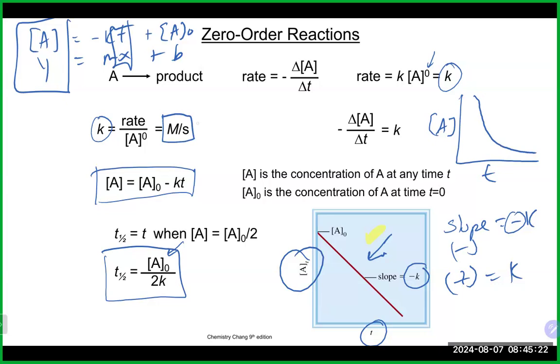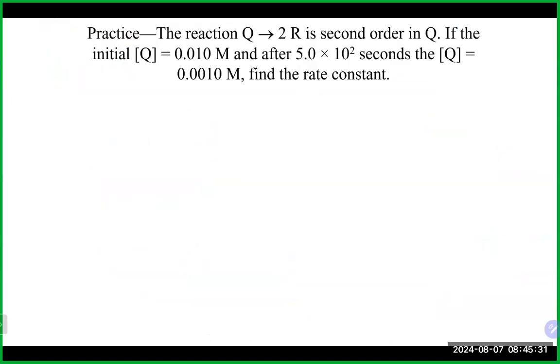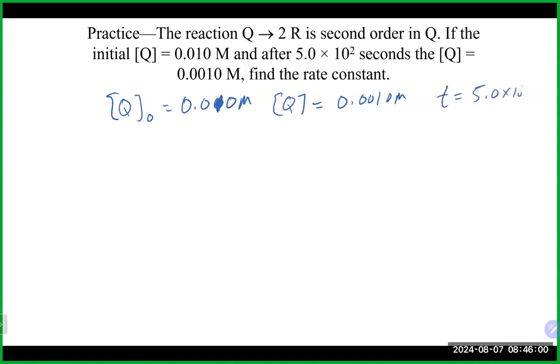The same four things are important to understand that it is a zero order reaction, definitely those units, and it has specific types of equations that go with it. So for example, if we were looking at this and we were told it is a second order reaction, and we have the initial concentration of Q, which is 0.010, and our final concentration of Q is 0.0010, and we do have the time here, which is 5 times 10 to the 2 seconds. In this case, we're actually looking to find the rate constant.